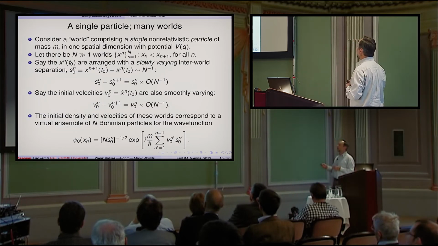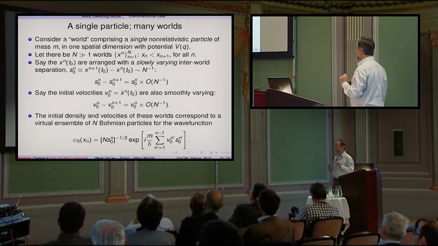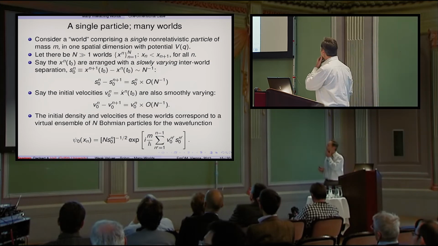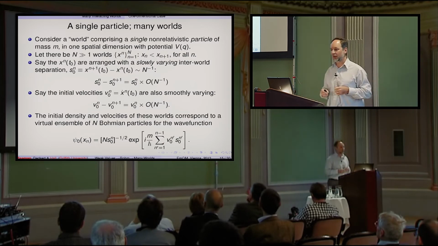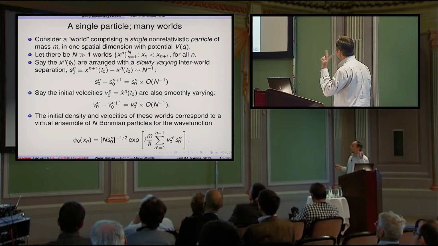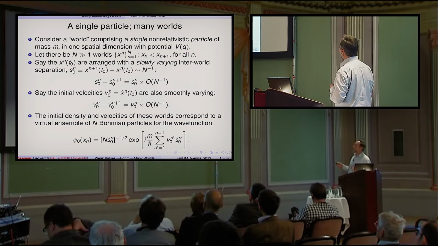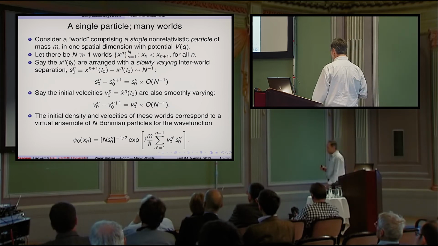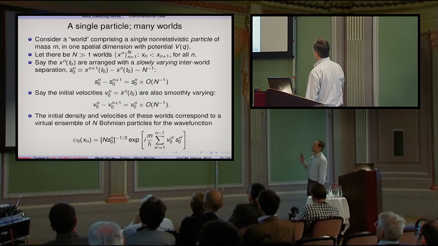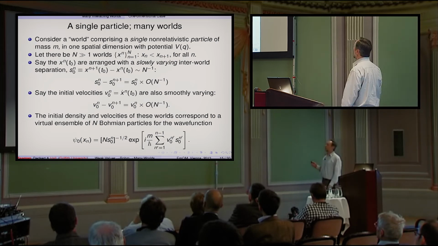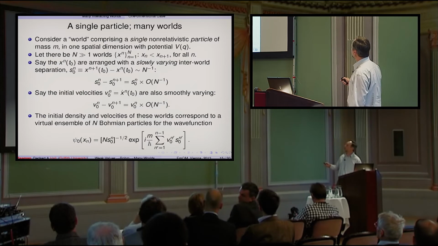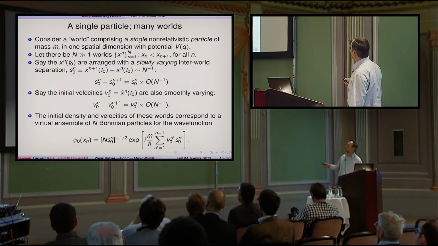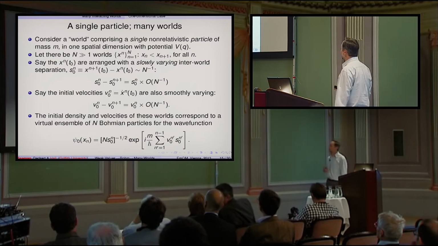So I'm describing a single particle here, just as those pictures are meant to be describing. But it's a many worlds theory of that single particle. Okay? So a single world in this nomenclature is a single non-relativistic particle with a certain mass. It could be in some potential. But what I'm going to consider is many worlds. So I have, therefore, many positions that I have to consider. It's in one dimension, so I can order those positions, so x_{n+1} is greater than x_n.